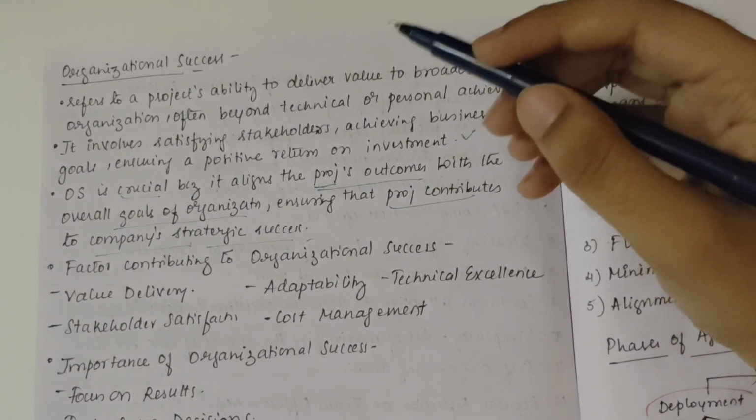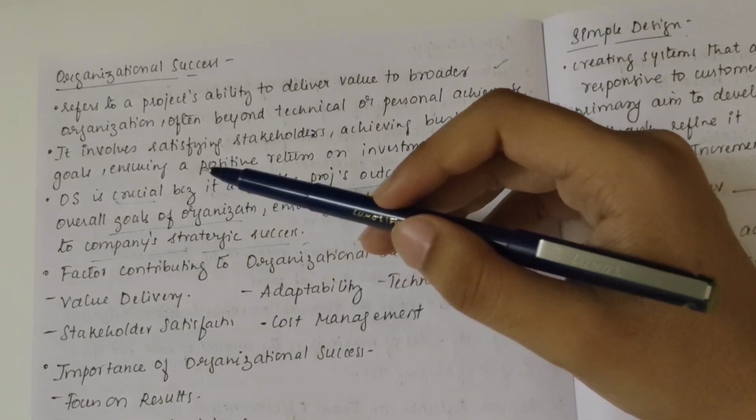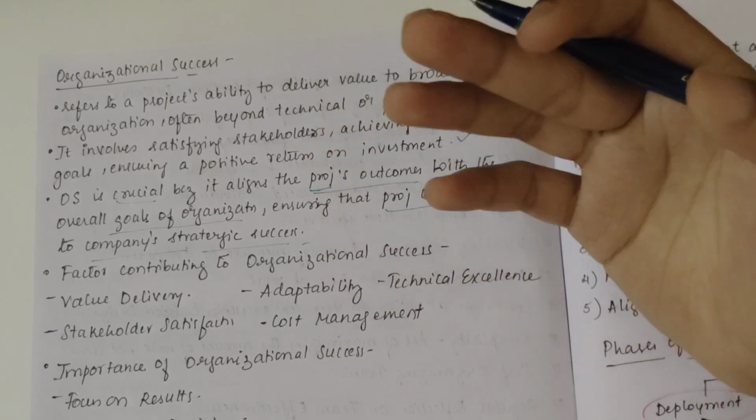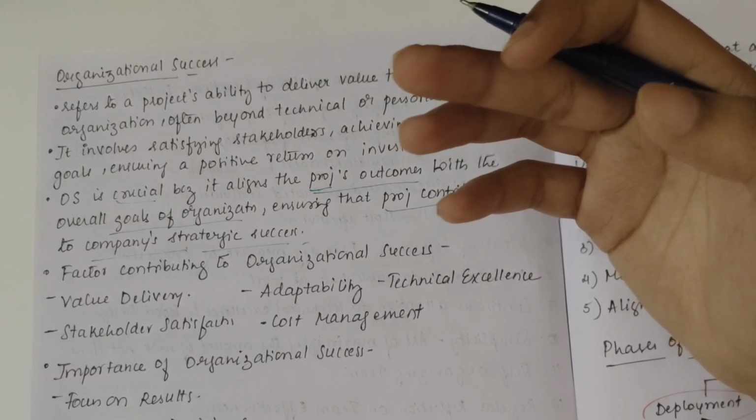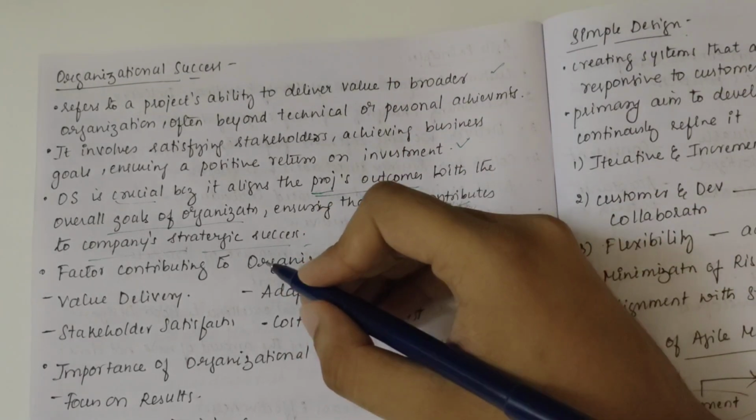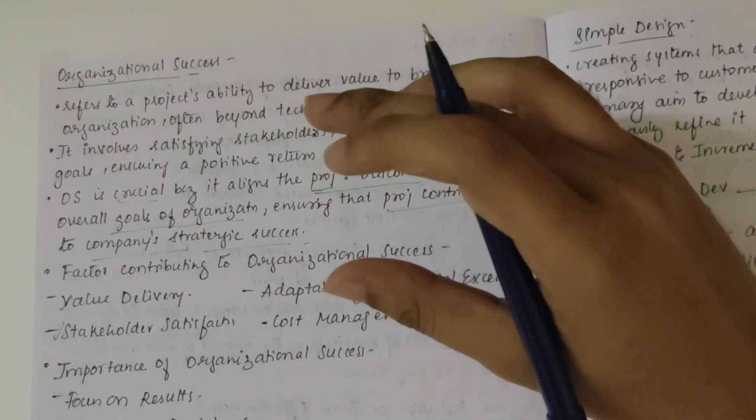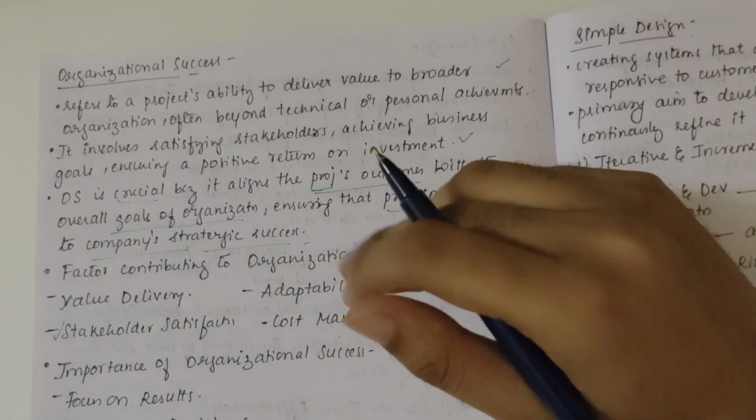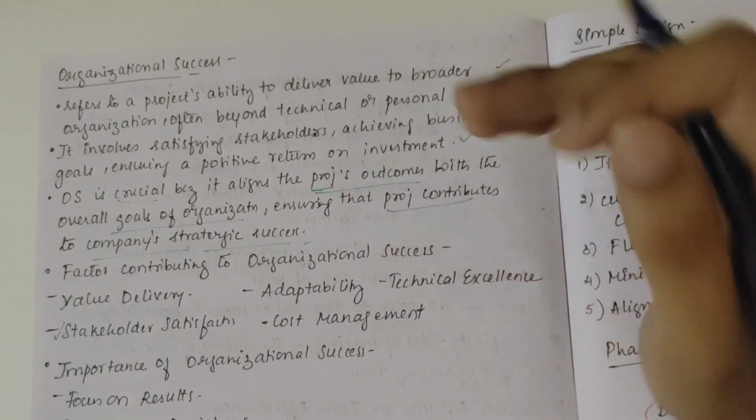Looking at the factors that contribute to organizational success, the first one we have is value delivery. Value delivery means we should make sure that our project provides more than what it costs, such as increasing revenue, reducing cost, or enhancing competitive differentiation. Then we have stakeholder satisfaction. Stakeholder satisfaction means we should make sure that the stakeholder is satisfied with whatever output we have provided to him. So the stakeholders here could be the customers, executives, or any other people from the business unit.